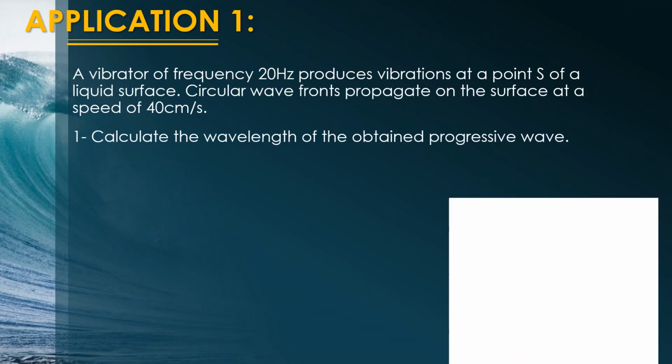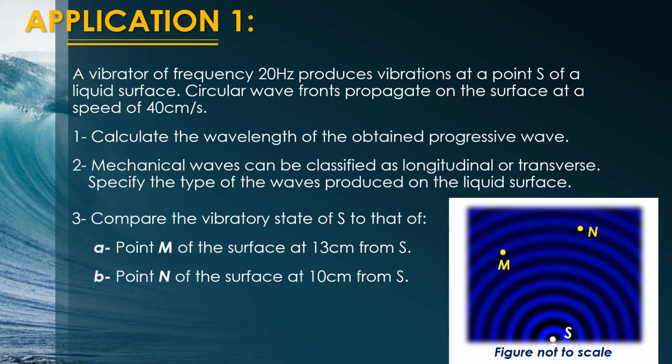Go now to an application in which we focus on what we have covered so far. A vibrator of frequency 20 Hz produces vibrations at a point S of a surface of a liquid. Circular wave fronts propagate on the surface at a speed of 40 centimeters per second.